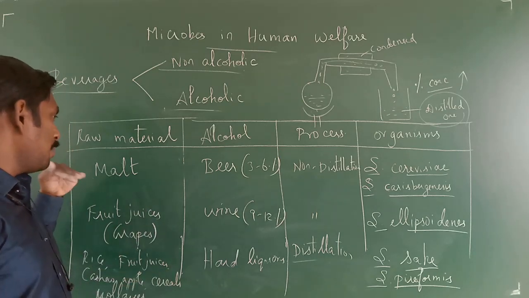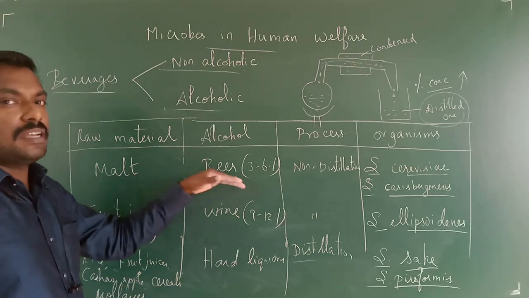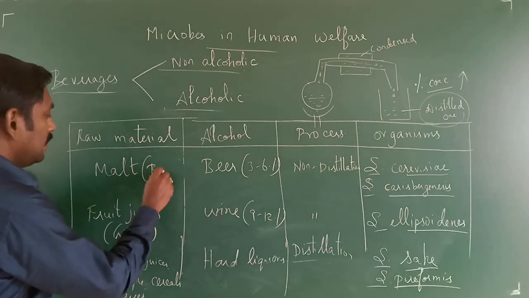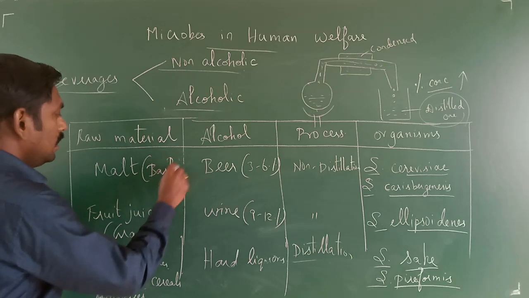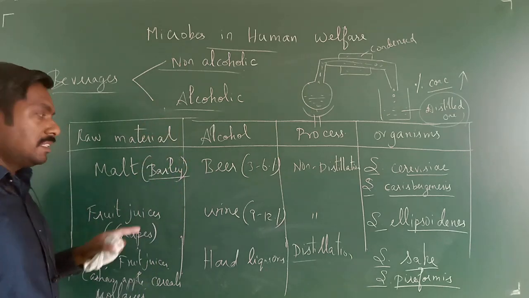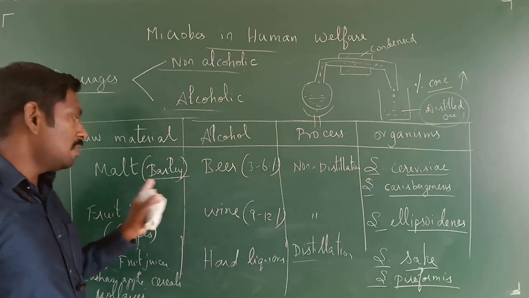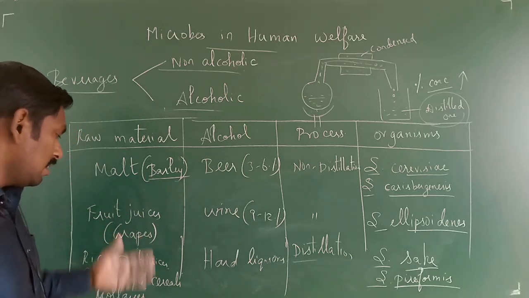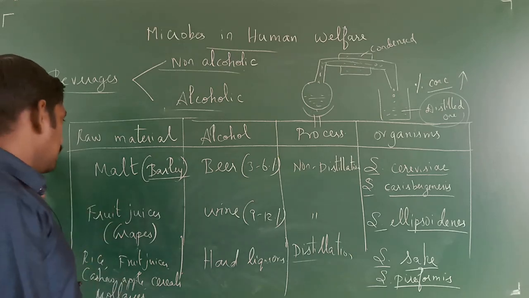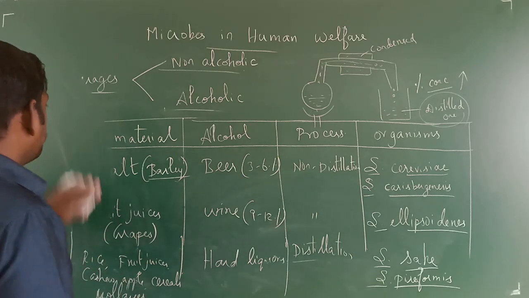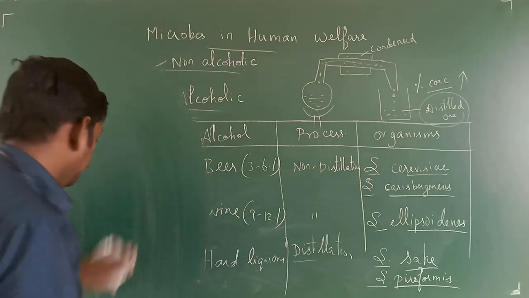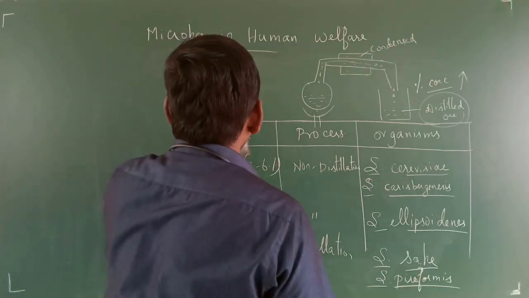Then you have beer, which is the malted beer, made especially from barley. In Germany the staple food is barley. Barley will be there, grapes will be there, and various types of raw materials are used. We will see about the raw materials one after the other.